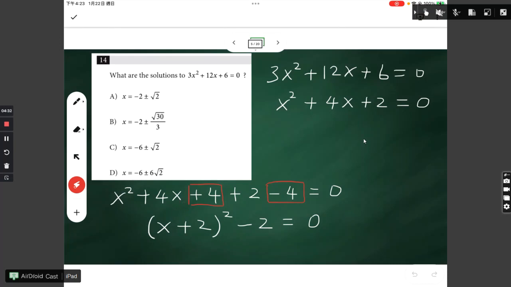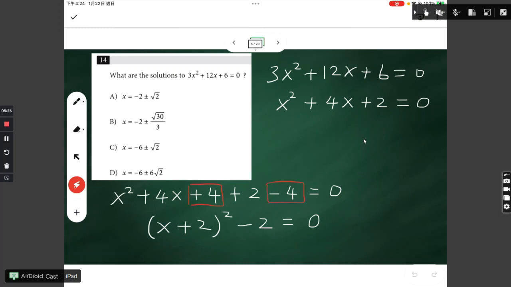And to maintain the equivalence of this equation, you need to subtract a 4 here. So adding a 4 minus a 4, you are not doing anything to this equation as a whole. So this remains valid. And now we have this x squared plus 4x plus 4, and this can be rewritten as a square of a binomial, which is x plus 2 parentheses square, right? And then plus 2 minus 4, which is minus 2, equals 0. So you have rewritten this into something looking like this, right? And this is something that's solvable now.